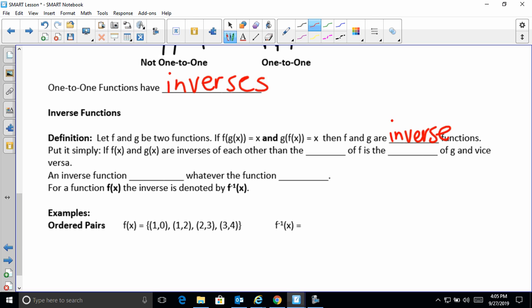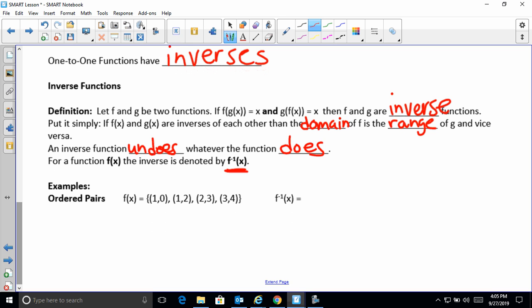To put it simply, if f of x and g of x are inverses of each other, then the domain of f is the range of g, and vice versa. Also, think of it this way: an inverse function undoes whatever the function did. The inverse is denoted by f inverse. It looks like it's a power, but it's not.